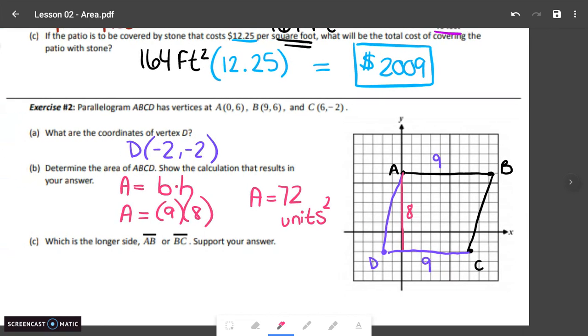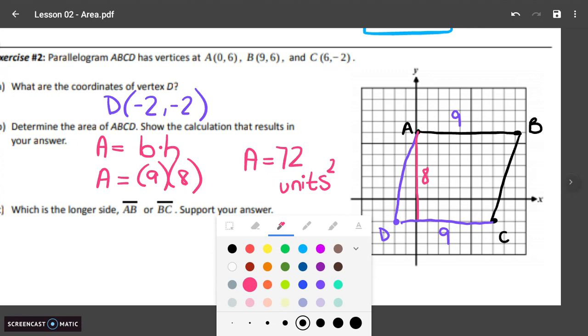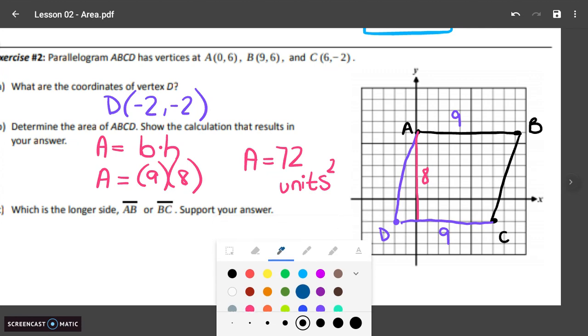Now, it asks us which side is longer, 9 or AB or BC. So we already have 9 here. If you want to be sure, though, use the 8 that we drew in. So that 8 that I drew in here, BC, I could do the same thing over here.